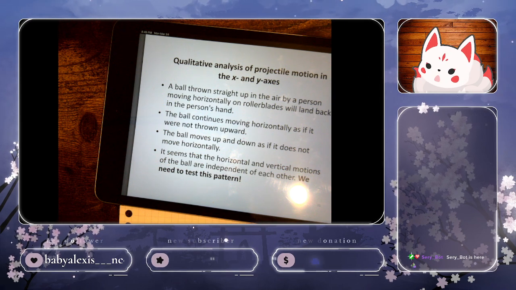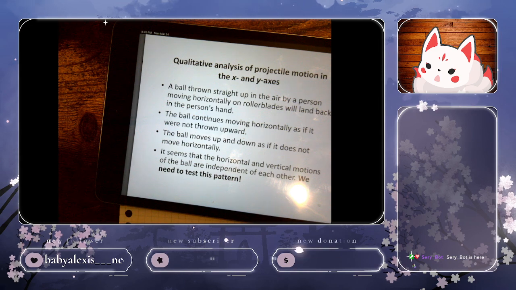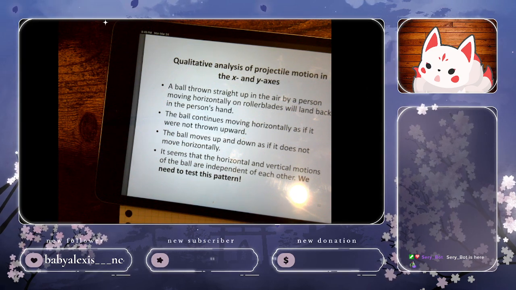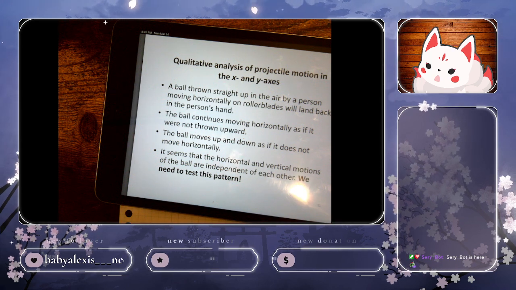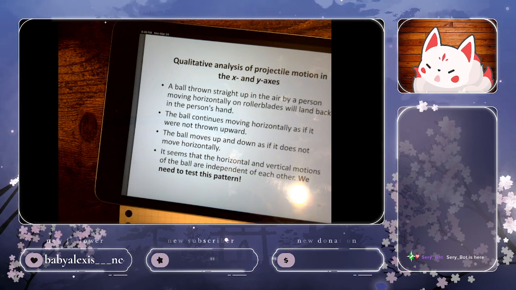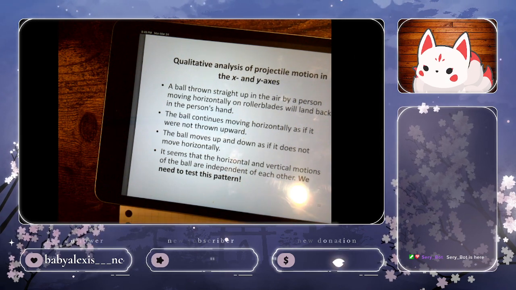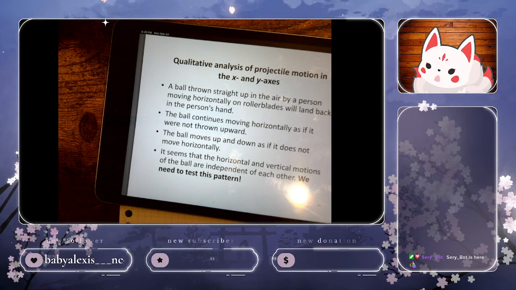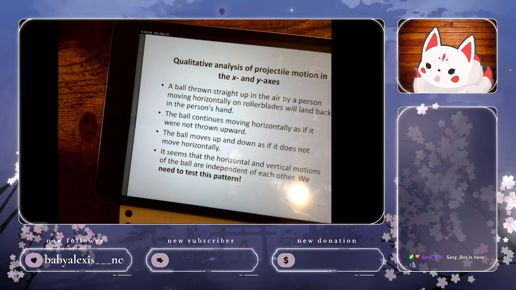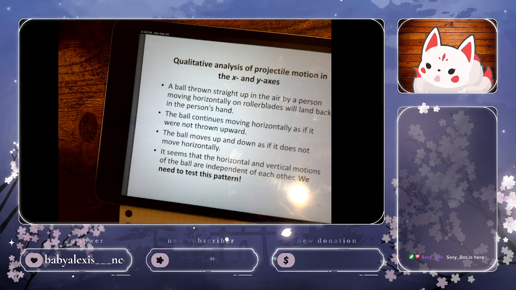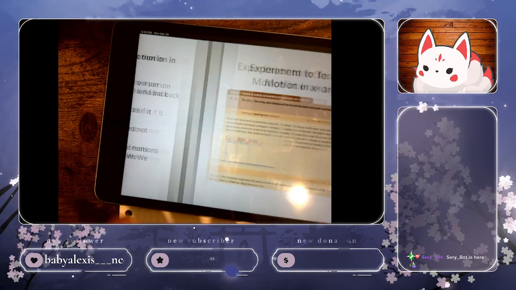Qualitative analysis of projectile motion in the x and y axes. A ball thrown straight up in the air by a person moving horizontally on rollerblades will land. We already discussed that. The ball continues moving horizontally as if it were not thrown upward. They're just saying the y force doesn't affect the x force. The ball moves up and down as if it... it seems the horizontal and vertical motions of the ball are independent. We need to test this pattern.